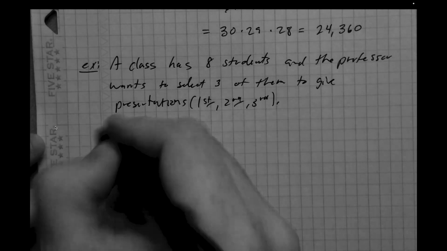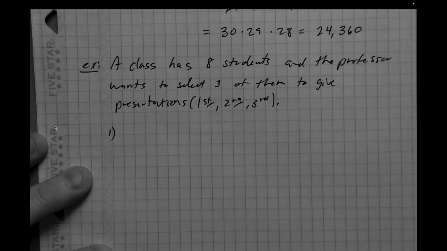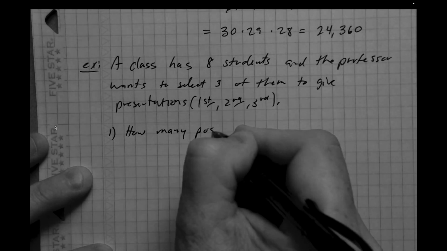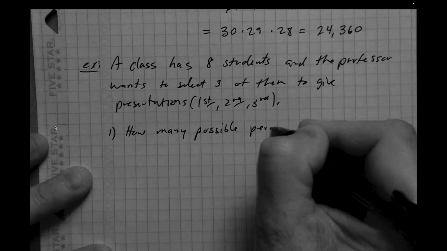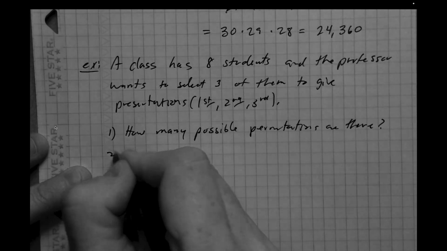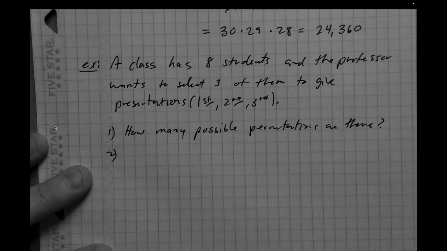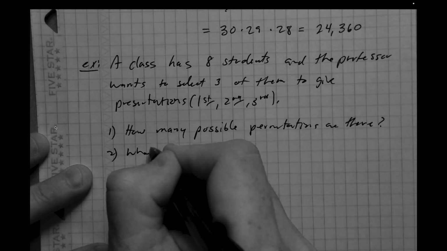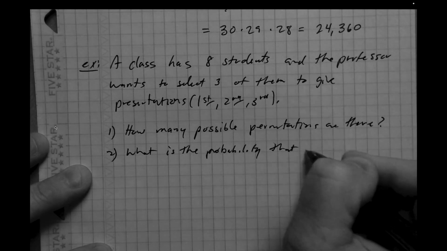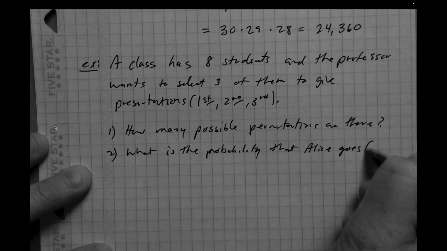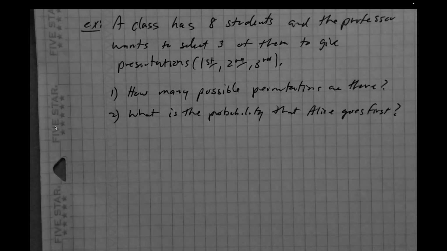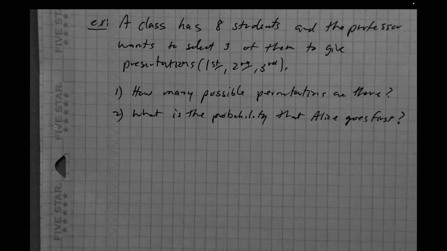Okay. So 2 questions here. How many possible ordered arrangements are there? How many possible permutations are there? And then secondarily, what is the probability that Alice goes first? Right, so a girl named Alice. Let's just assume everybody in the class has a different name. So what is the probability that this individual person, Alice, goes first?